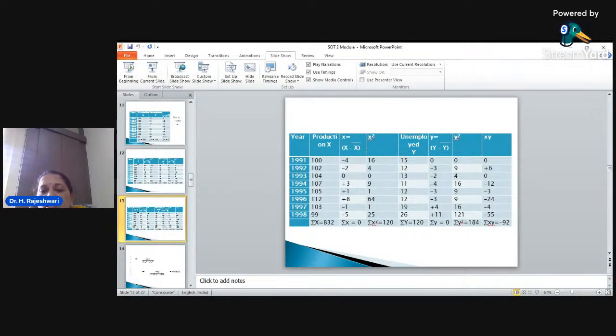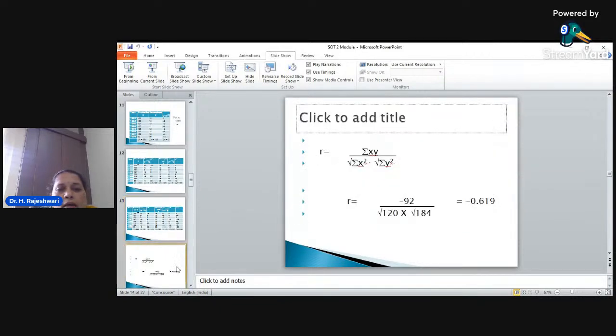You can find that sigma xy value is minus 92. Why are we finding out all this? We want all this for the formula. Now you apply the formula.